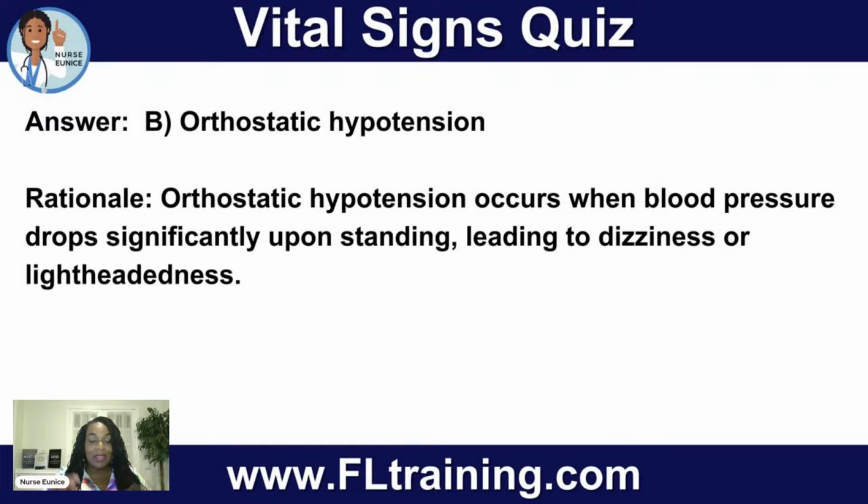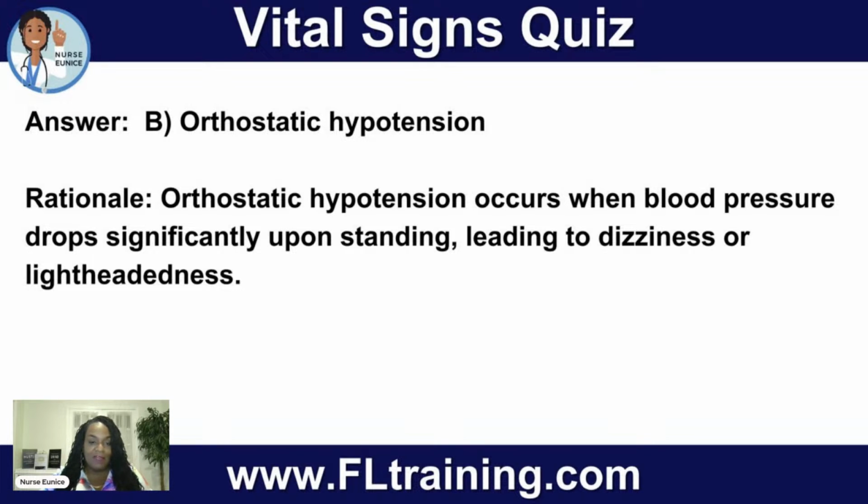So sometimes we're going to ask you to get orthostatic blood pressures. That means you get a blood pressure when a patient is laying, when a patient sits up, and when they stand up. And if the pressure drops, that means that they have orthostatic hypotension, and that occurs when the blood pressure drops significantly upon standing. It can lead to dizziness and lightheadedness, and that's usually when we'll put those compression stockings on a patient, those TED hose, to keep the blood flow up.